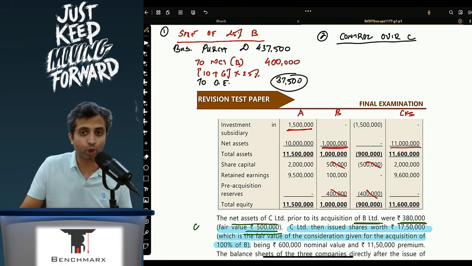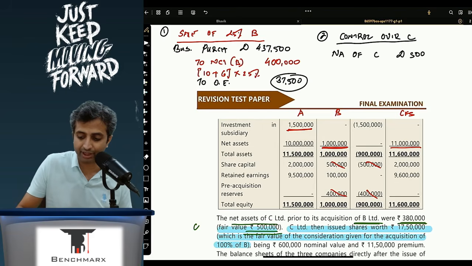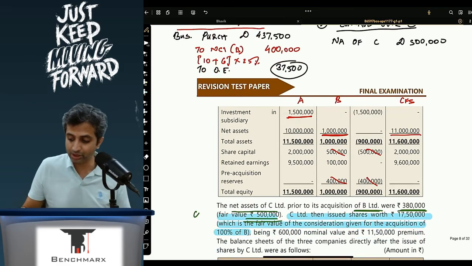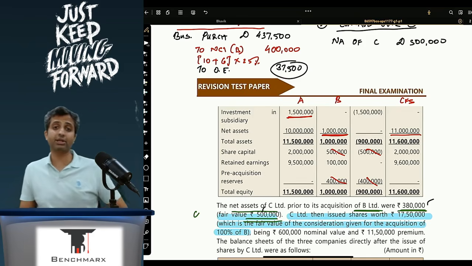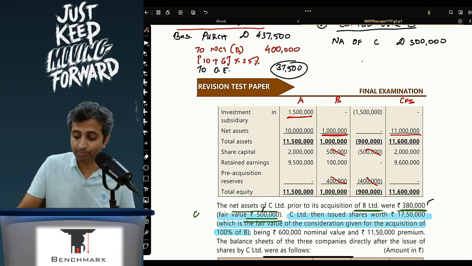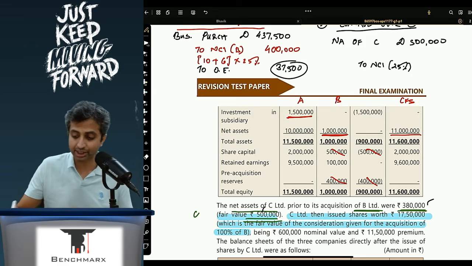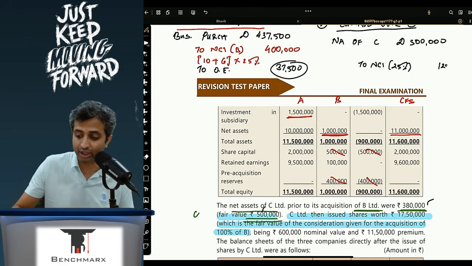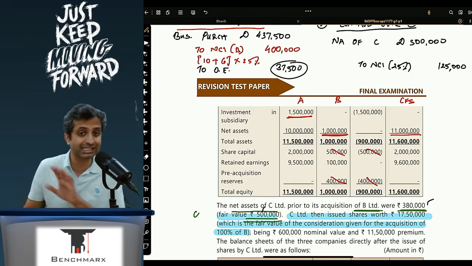Now, if I'm acquiring control over C, I will take over the net assets of C. I will take them over at 5 lakhs. Sir, book value is 3,80,000. Okay, 103 will apply and 103 says you will take over assets and liabilities at fair value. That is 5 lakhs. But you have taken over 100%. Yes, that is correct because I have control. But then you will have to create an NCI. NCI will have 25% share in this 5 lakhs, and hence, 1,25,000.